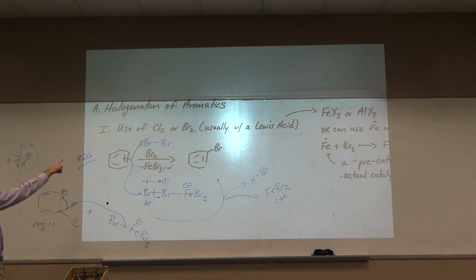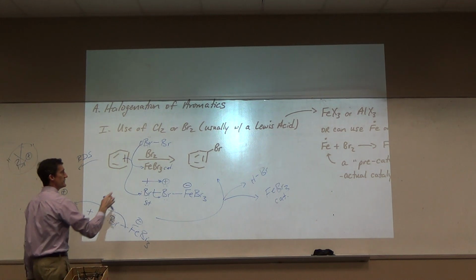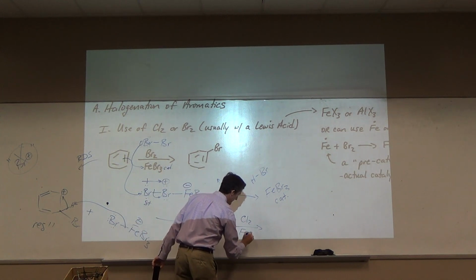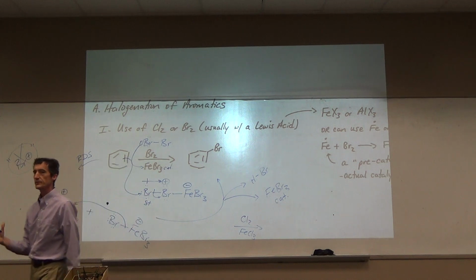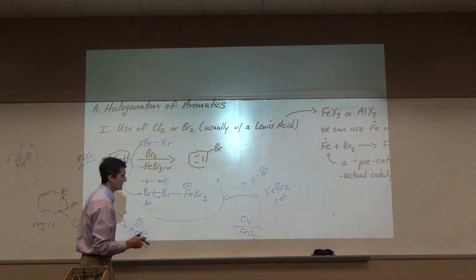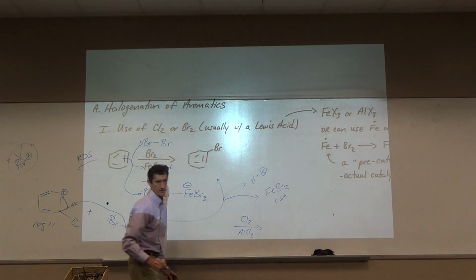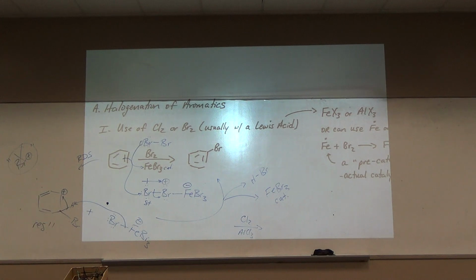Okay? You can do this reaction the same exact way with chlorine. Usually, you don't want to scramble your halogens, though. If you're doing Cl2, you'd want to use FeCl3. Keep your halogens consistent. But with chlorine, it's actually very common to use AlCl3, because aluminum trichloride tends to be your most common chlorine Lewis acid, where AlBr3 is never seen around. You never see that in the lab.